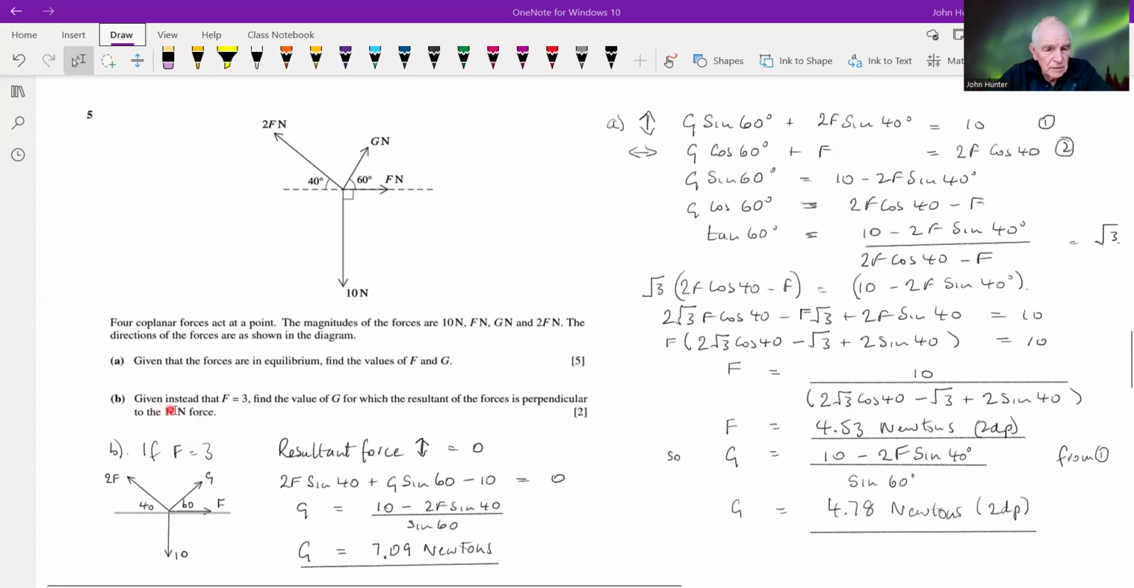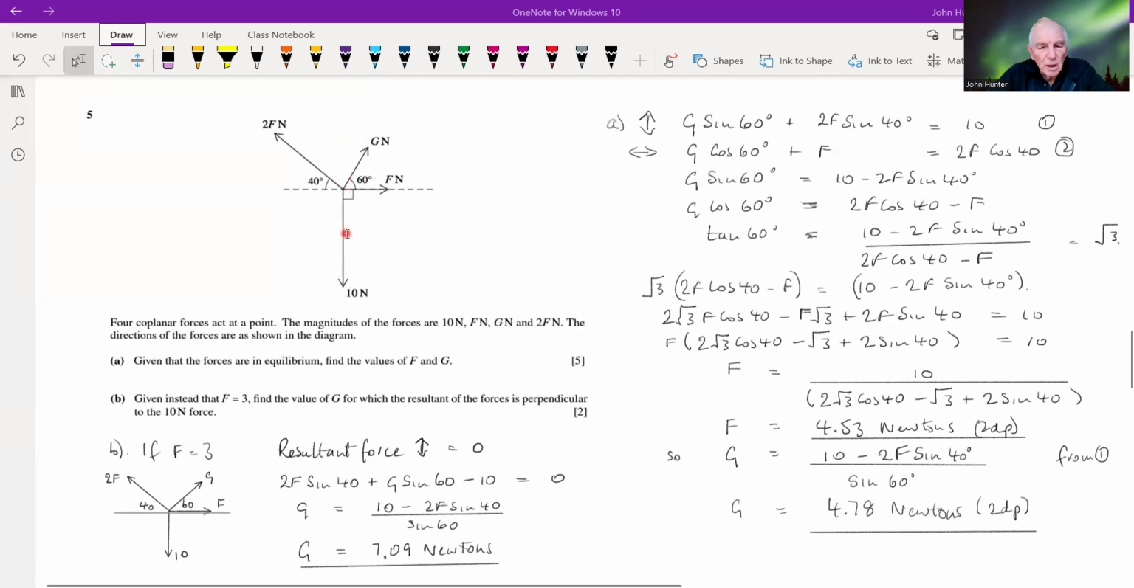Then it goes on to say, given instead that F equals 3, find the value of G for which the resultant of the forces is perpendicular to the 10 newton force. Right, okay, so sometimes the approach is not totally straightforward, but what you're being told indirectly is that if the resultant force is perpendicular to the 10 newton force, then all of that resultant is acting in the horizontal. So the resultant in the vertical direction is 0.